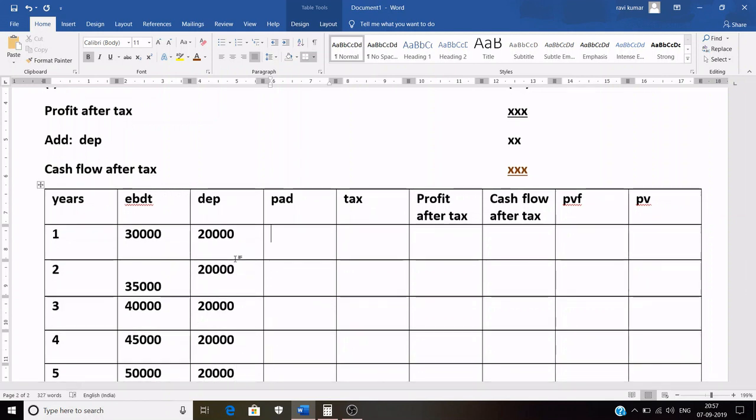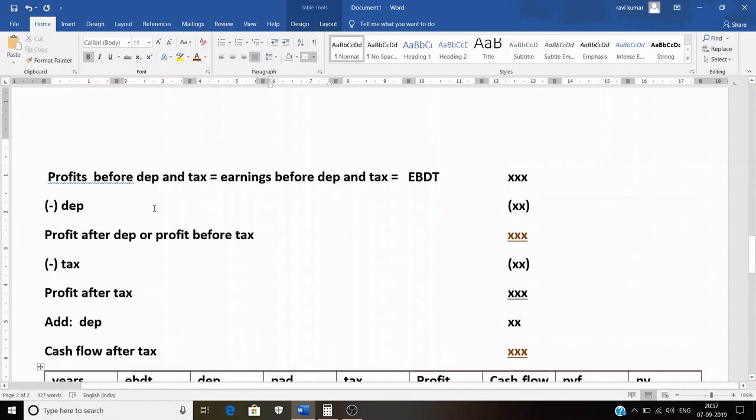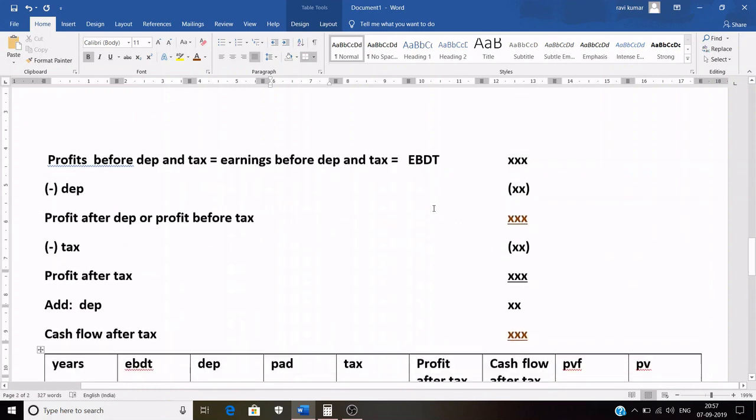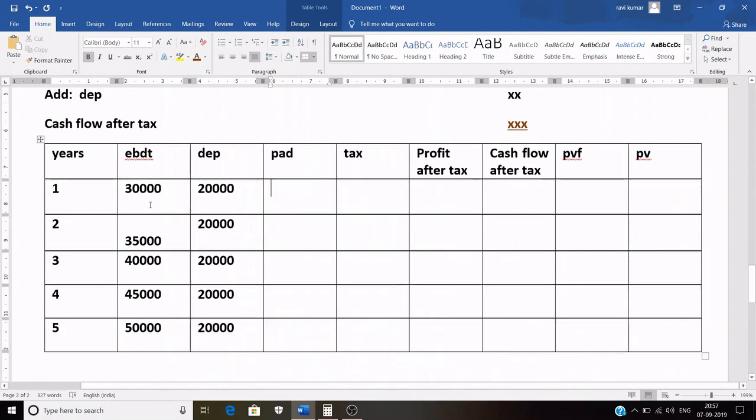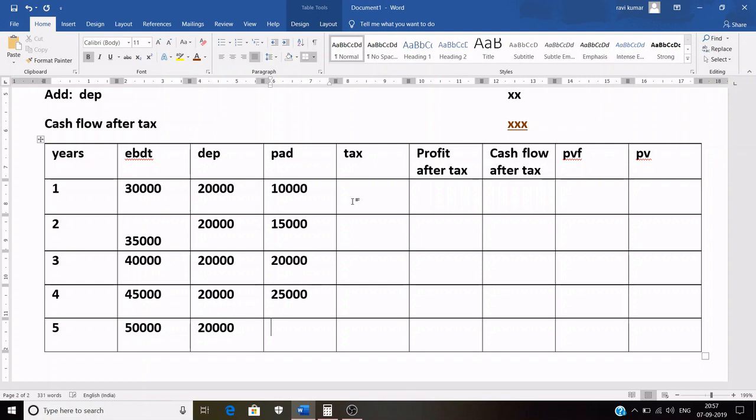Now our third step would be to deduct depreciation out of EBIT. So 30,000 minus 20,000 would be 10,000. Then it is 15,000. It would be 20,000. It would be 25,000. And in the last it would be 30,000.